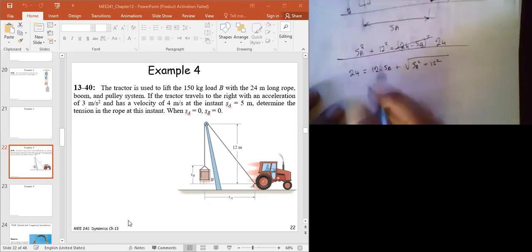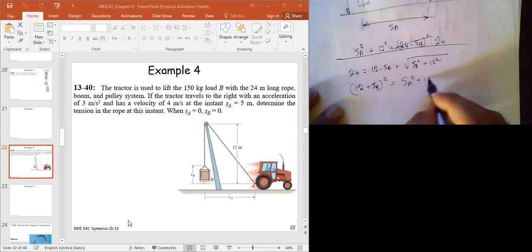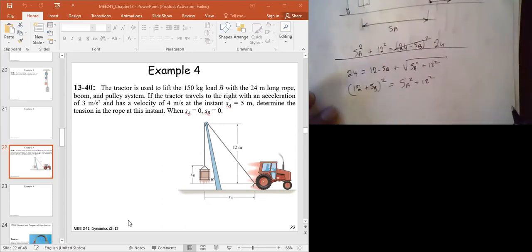Okay, so if I bring this here, what does it become? 12 plus SB squared is equal to SA squared plus 12 squared. Yep, you're actually right.